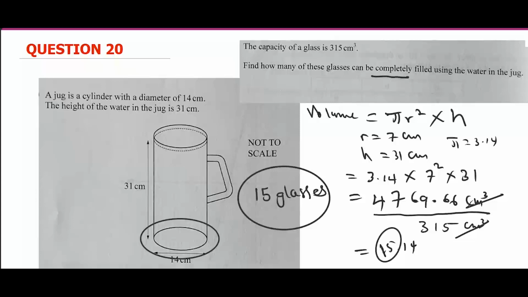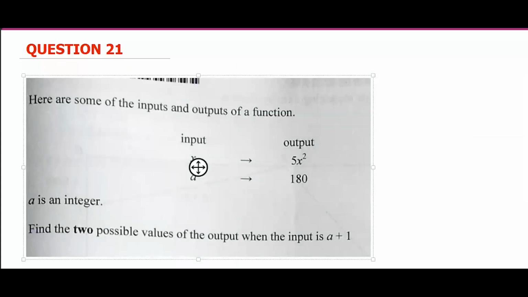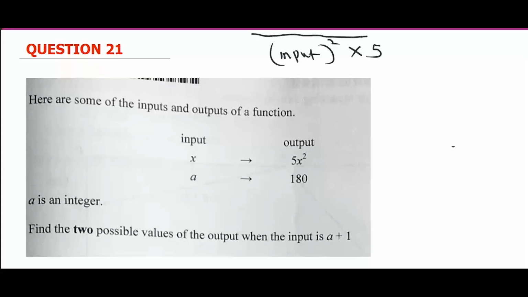So next is question 21. Here are some of the inputs and outputs of a function. The input here is x, and the output is 5x squared. So from this, it seems that the function will be the input squared multiplied by 5. So this will be the function.